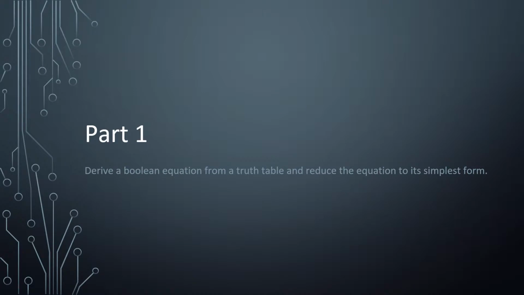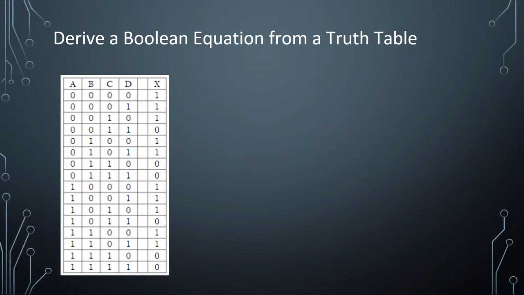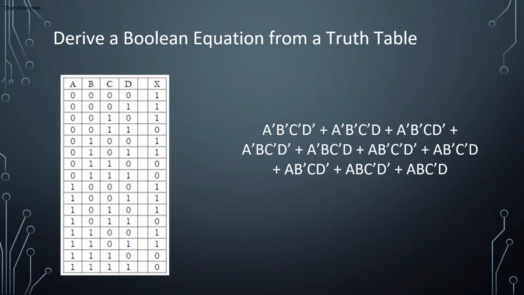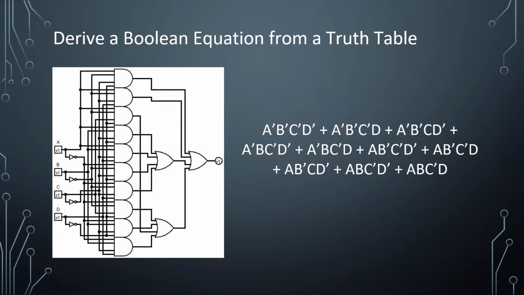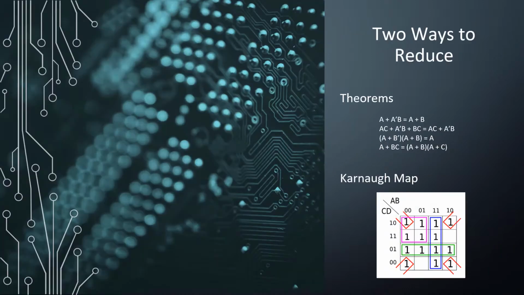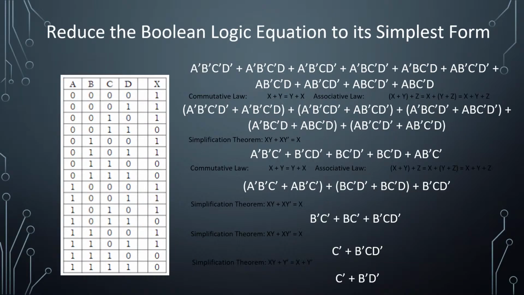In this part 1, we're going to look at how to derive a Boolean equation from a truth table and then reducing it down. So here's our truth table. Now if we were to grab all of the truths here and convert them out to Boolean equations, this is what we'd have. And if we were to just strictly write that into a circuit, it would look something like this. But there's two ways we can reduce it, with theorems and with cardinal maps, or K-maps.